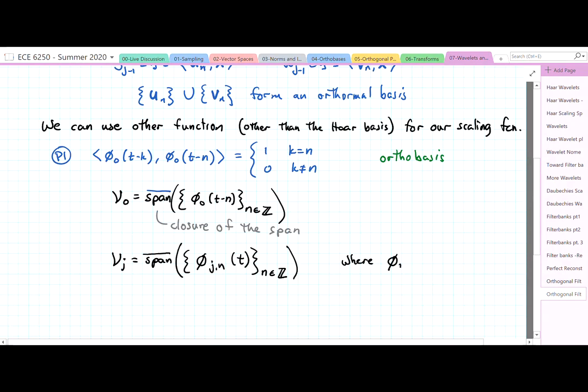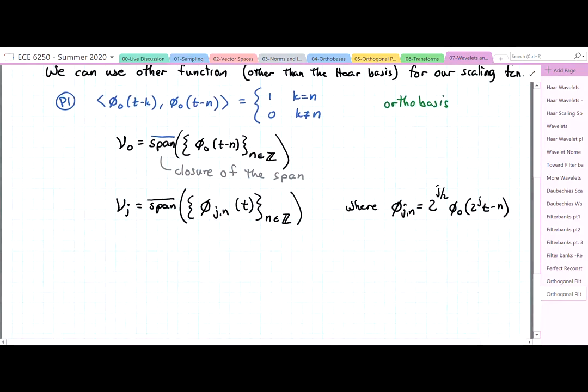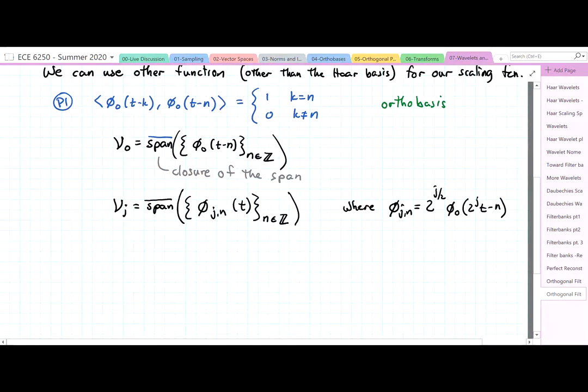we defined Vj,n to be 2 to the j over 2 V naught of 2^j t minus n. Okay, so when we do this, we will still get that Vj,n are orthonormal bases, and that's over our standard inner product, and that's easy enough to show, and we looked at that already for the Haar case. But now we're ready for property number 2.